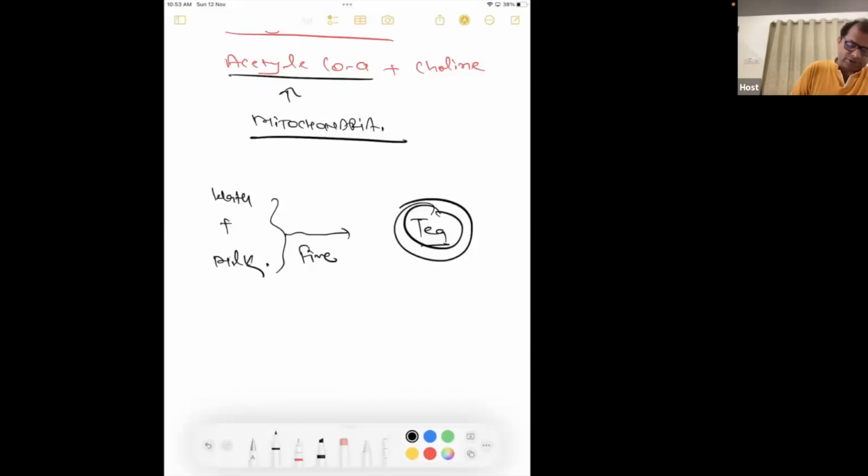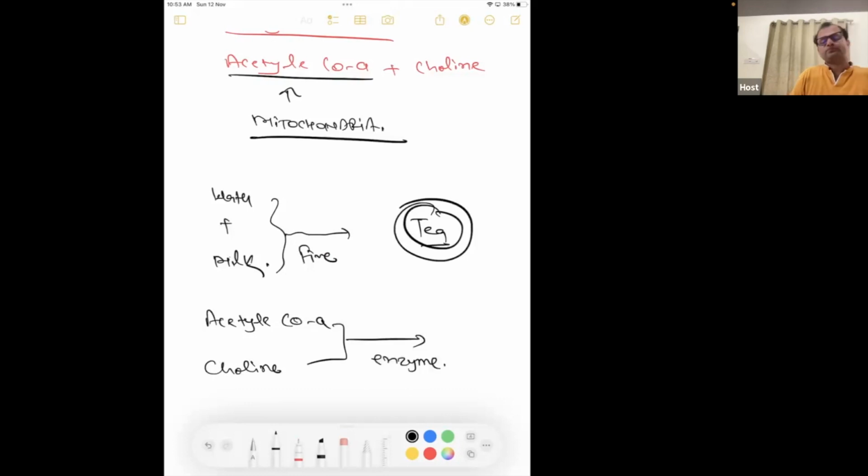In the same way, the acetyl-CoA coming from the mitochondria and choline coming from the outside through the special receptor or the channel. And there is a fire. Fire means some enzymes. They are mixing them and making the acetylcholine. And acetylcholine is the final neurotransmitter.